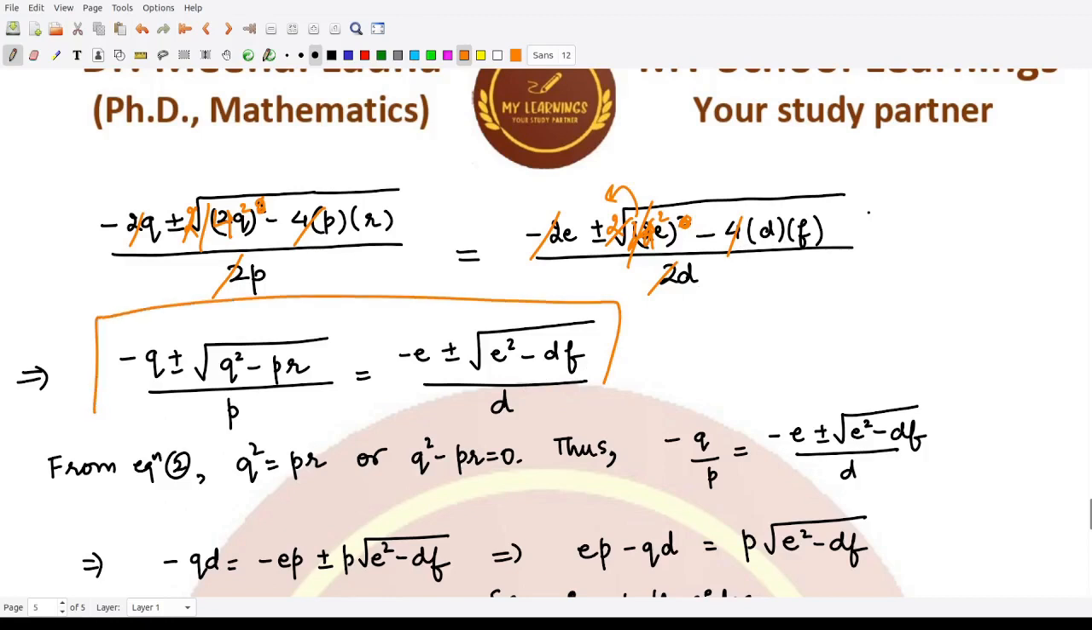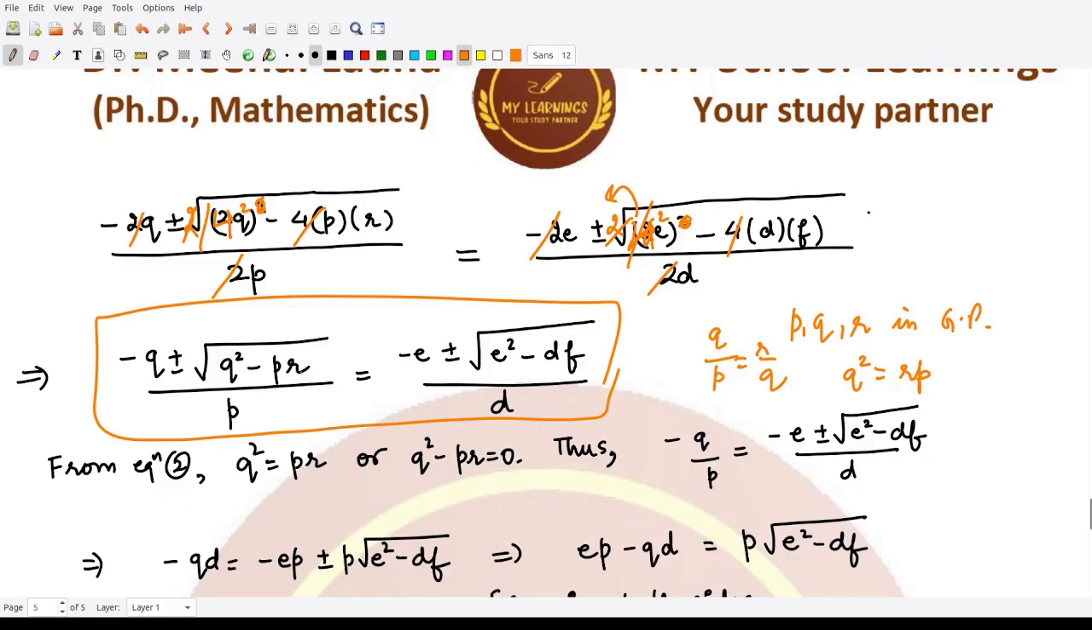Now, because we are given that p, q, r are in GP, we have q/p equal to r/q. From here you see q² is equal to rp. So from here, q² - rp should be equal to 0.